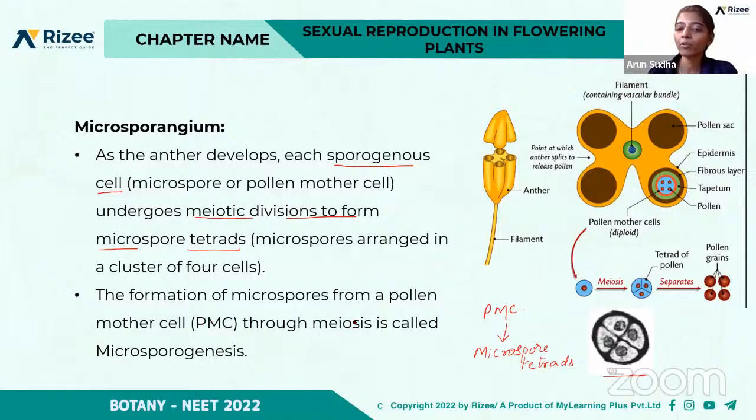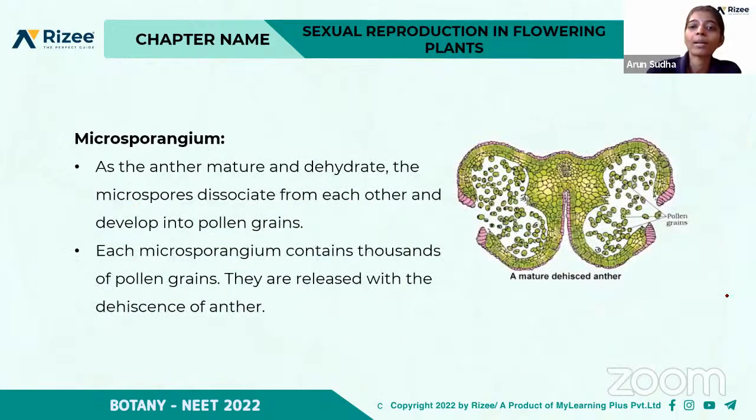The formation of microspores from a pollen mother cell is called microsporogenesis. That is the formation of microspores. Genesis is the formation. So the tapetum is the innermost layer, and here the pollen mother cells are present. These pollen mother cells are diploid cells, so they undergo meiosis and form tetrads of pollen, that is, pollen grains are formed, right? So this is the structure of the microsporangium.